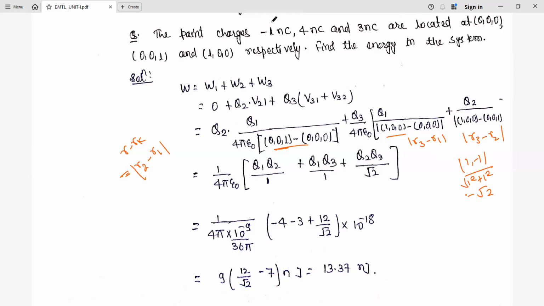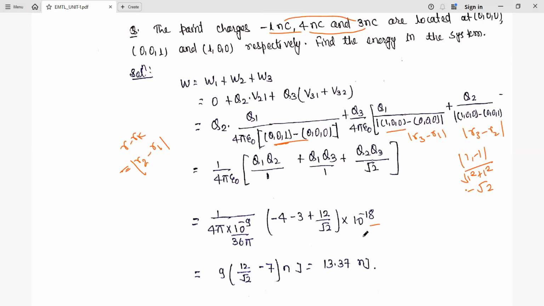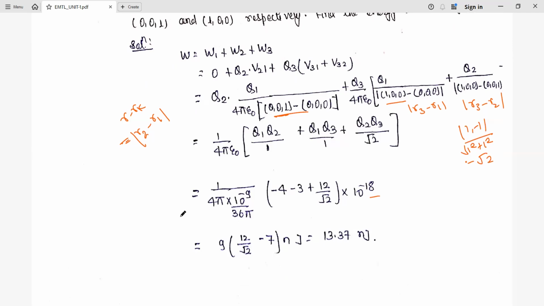Q1 into Q2 is going to become minus 4, and 10 to power minus 9 into 10 to power minus 9 becomes 10 to power minus 18. Similarly, Q1 into Q3 is minus 1 into 3, so that is minus 3 and 10 to power minus 18. The last one is 4 into 3, that is 12, and 10 to power minus 18. Now we substitute all values, and after simplification, epsilon naught we know is 10 to power minus 9 by 36 pi. Once we substitute this value, we get 13.37 nanojoules.